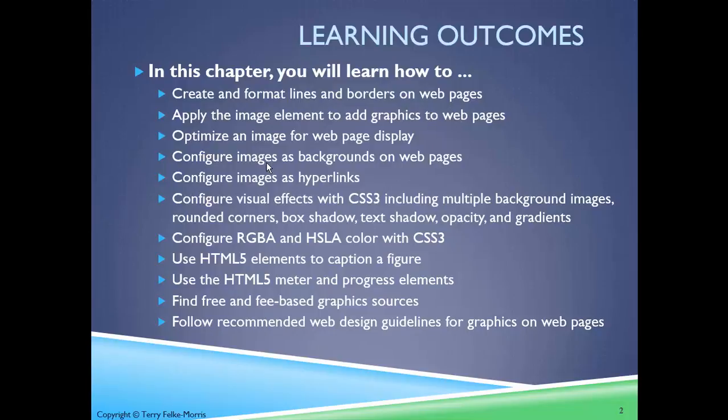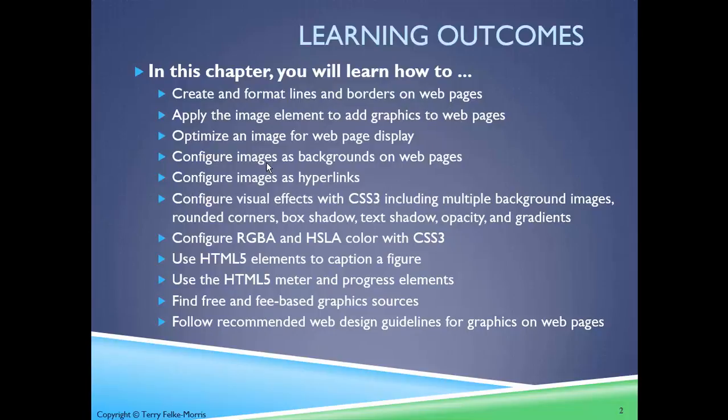And that'll include multiple background images, rounded corners, box shadow, text shadow, opacity, and gradients. Configure RGBA, which is red, green, blue with alpha, and HSLA, which is hue, saturation, and light with alpha, color with CSS3. Use HTML5 elements to caption a figure. Use the HTML5 meter and progress elements. Find free and fee-based graphic sources, and follow recommended web design guidelines for graphics on web pages.